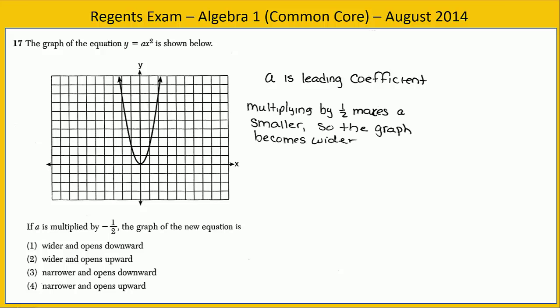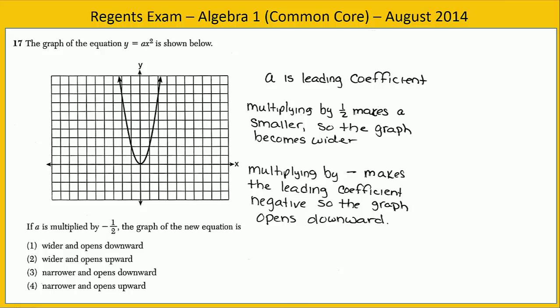We multiply by 1/2, which makes the leading coefficient smaller. It's half of what it was. When the leading coefficient becomes smaller, the graph becomes wider. We're also multiplying by a negative number. When the leading coefficient becomes negative, it means that the graph opens downward.